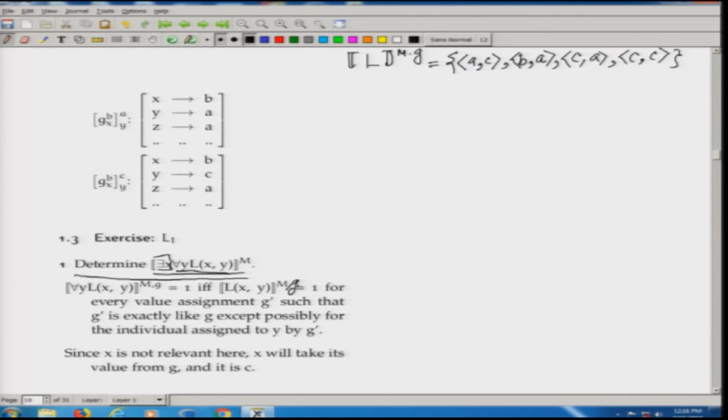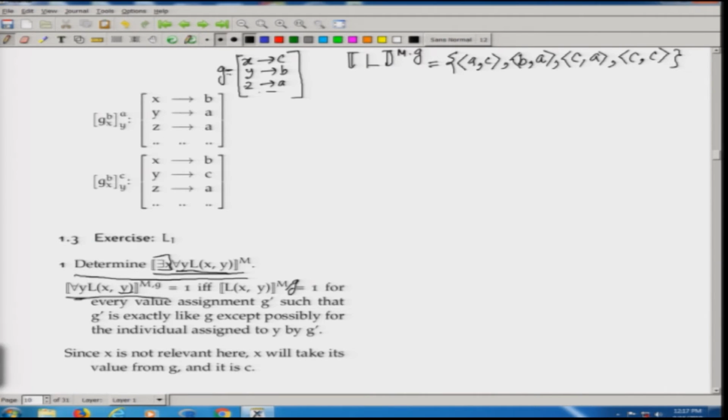So what about X? Since X is not relevant here, X is not active, because we are talking in terms of Y here. We are at step 1. So, for us the active variable is Y and not X. Then what will X do? We know the structure of G, which is all the time important. G is: X gets C, Y gets B, and Z gets A. This is the structure we need to remember all the time.